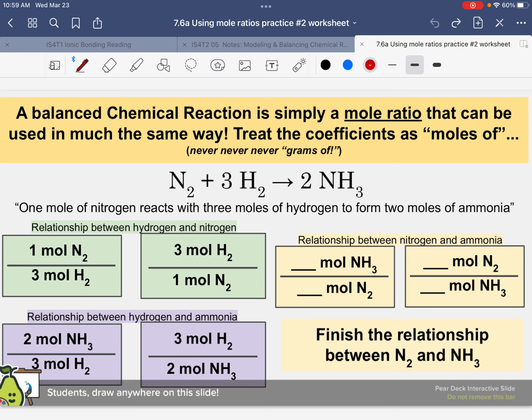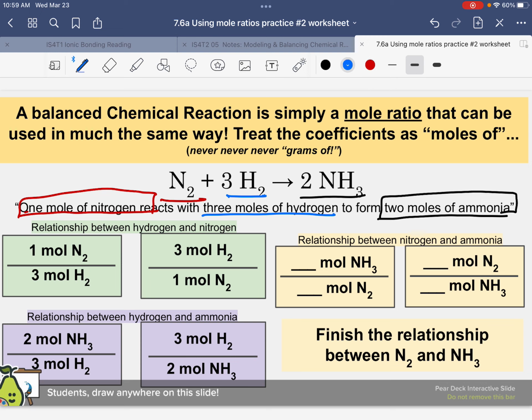So when we see this reaction that says 1 mole of nitrogen reacts with 3 moles of hydrogen to form 2 moles of ammonia, this is literally telling you exactly what's going on in the equation. But notice that this 1 mole of nitrogen reacting with 3 moles of hydrogen and 2 moles of ammonia is a ratio. It is a 1 to 3 to 2 ratio in that same order.